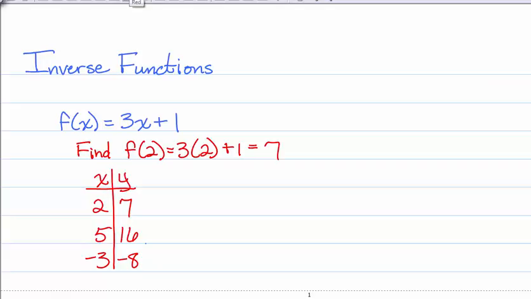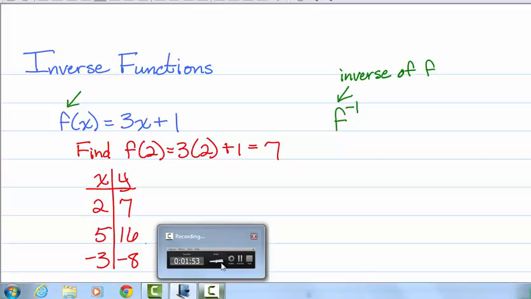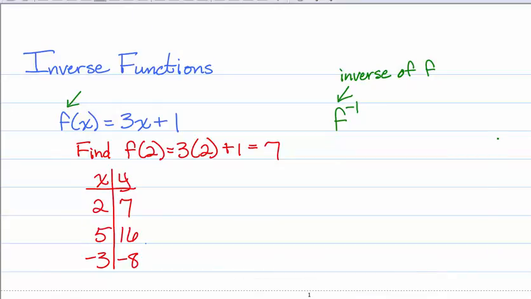Now, we have a name for this function, and this is the notation we use. We use the same function name as the function we're talking about, but this notation is the inverse of f. Now, we use the word inverse, but a lot of times I like to think of it as the reverse is kind of what is happening here. So in this case, the inverse function, and the way we say it is f inverse of x, is equal to x minus 1 over 3.